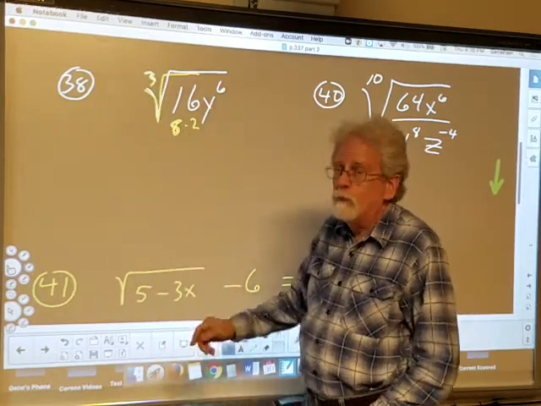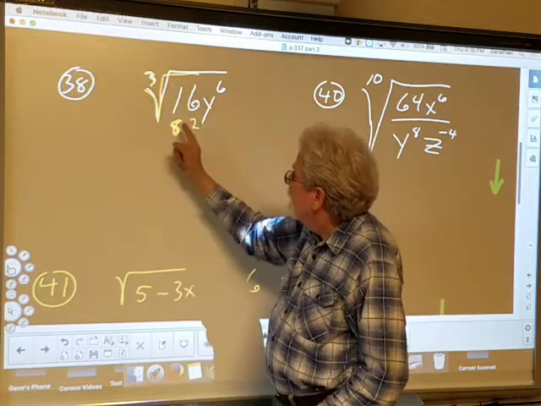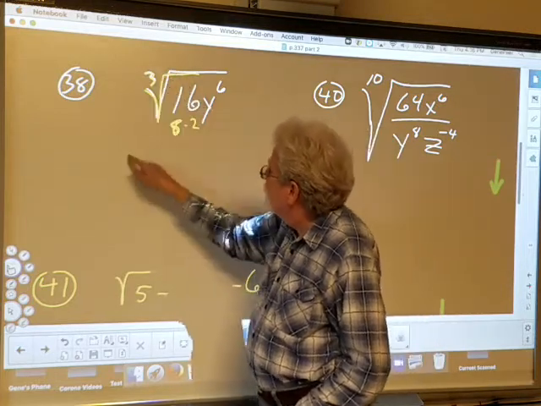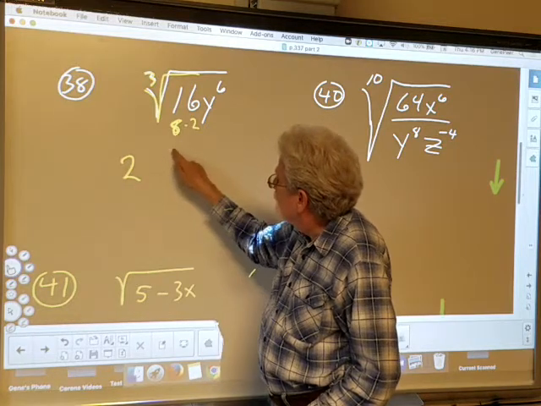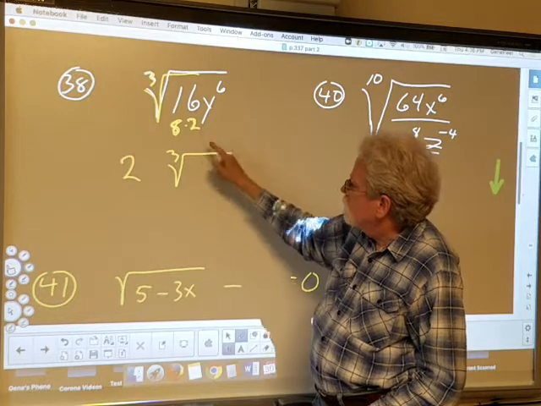Oh, there's a new word, kapoom. I've never used that one before. Kapoom! Or paching! The 8 pops out, becomes a 2 on the outside. What doesn't pop out? The 2 is not a cube, it can't come out.